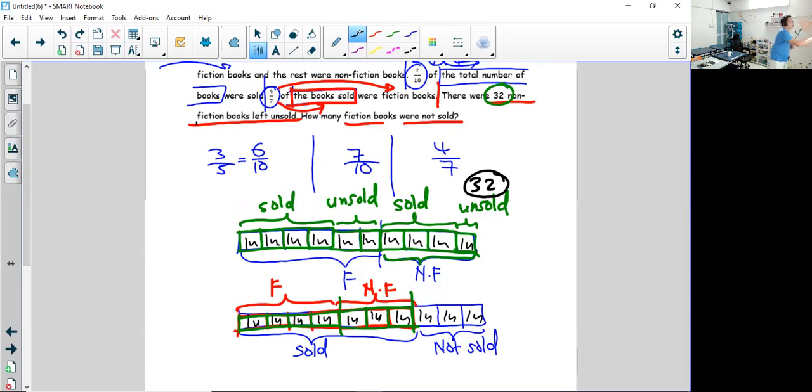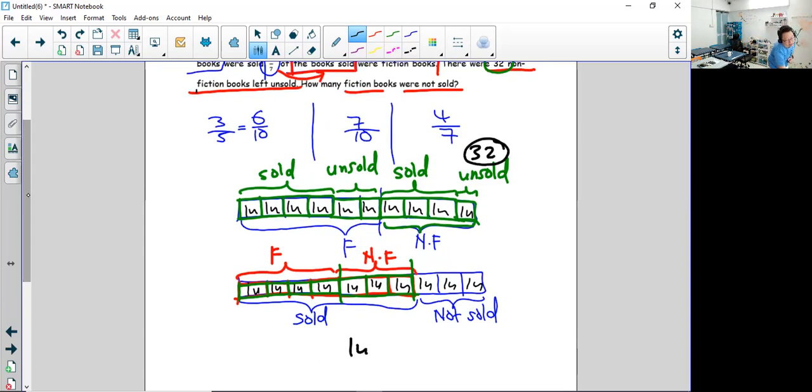So which means that if your 1 unit is equal to 32, then how many fiction books were not sold? So where do you put the question mark? How many fiction books were not sold? Isn't that over here? So you have 2 units of fiction books unsold. So that 2 units must be 32 times 2, and you get your answer, 64. 2 steps only.